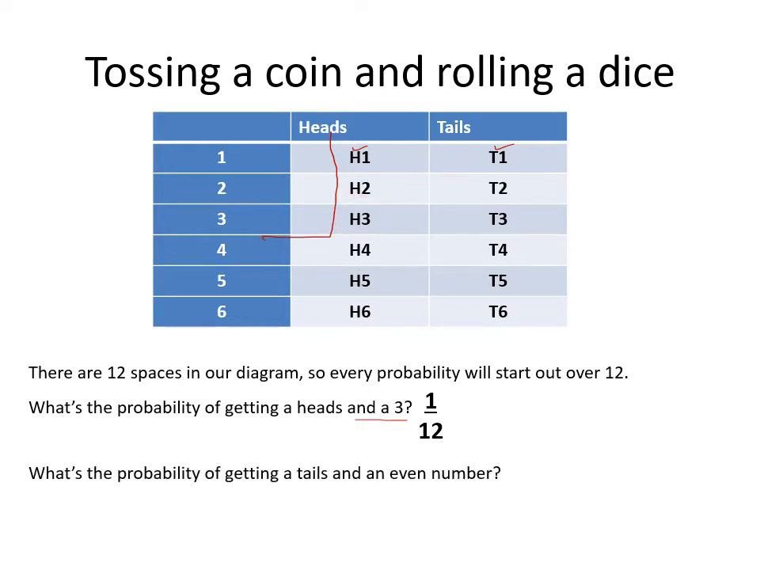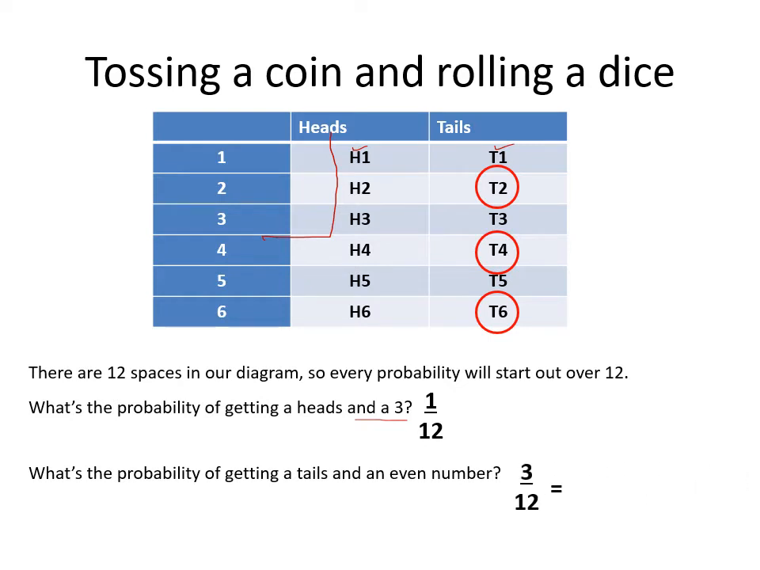Then what is the probability of getting a tails and an even number? So we have tails, so obviously we don't need to look in the heads column. We look in the tails column, and there we need to look at the even numbers. You can see there are three even numbers, so the probability will be 3 over 12.